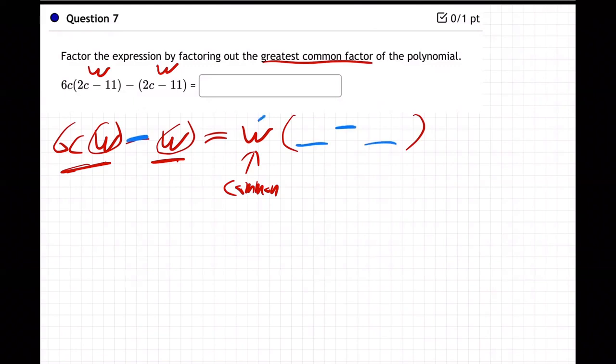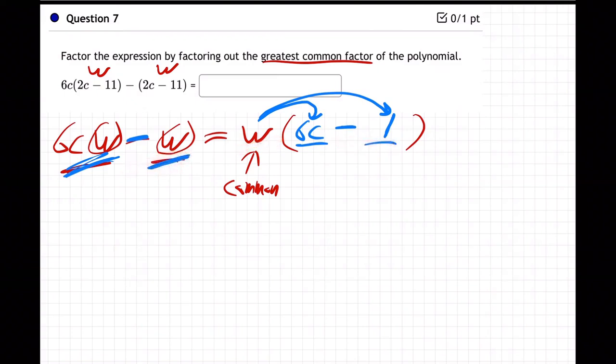Meaning, what do you mean make it work? Well, W times what would go back to 6CW? Where you go 6C. Yeah, that's easy. And then W times what in the second spot would go back to just minus W? Well, it's going to be minus 1, isn't it? You see that? W times minus 1 will go back to minus W.